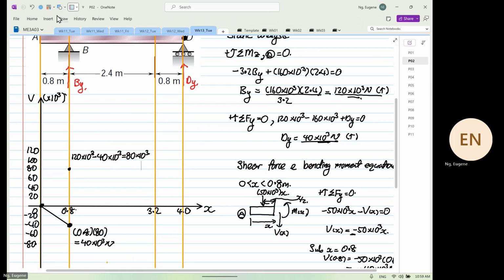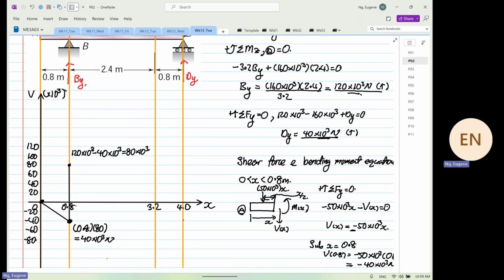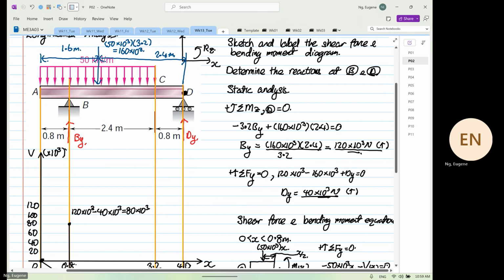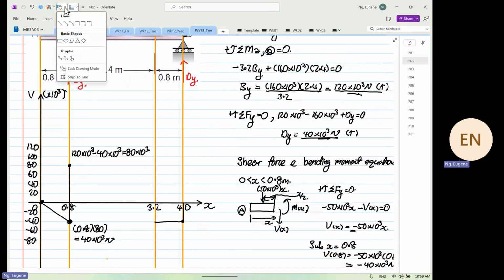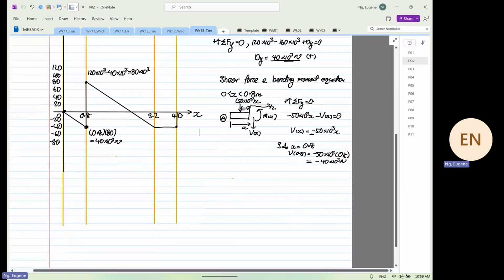So from here, we draw our next line. We draw it back up. And then if we look, the drop is 40, so it has to start from minus 40, right? So it comes down here. At 3.2, there are no forces, so you draw a straight line. Now the next thing, you draw a straight line connecting one end to the other end. So this is how you construct your shear force diagram. Are we clear? Okay, very straightforward.